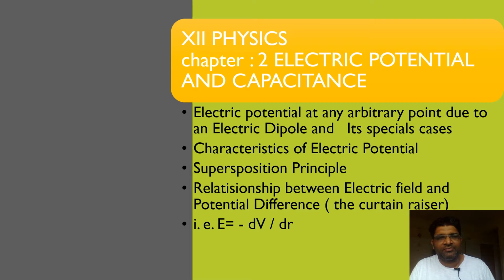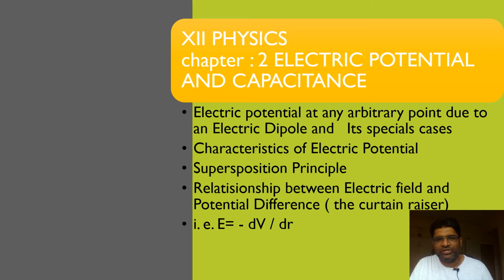Hello everyone. Today we will continue with chapter 2, electric potential and capacitance. In the last class we talked about electric potential, potential difference and electric potential due to a point charge. Today we will talk about electric dipole and its potential.